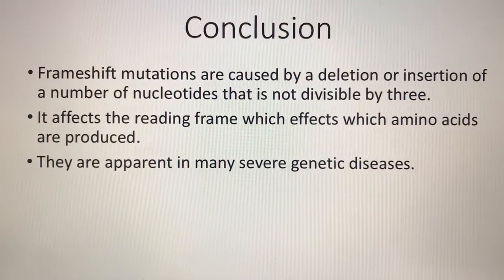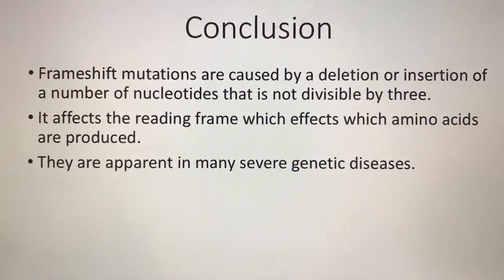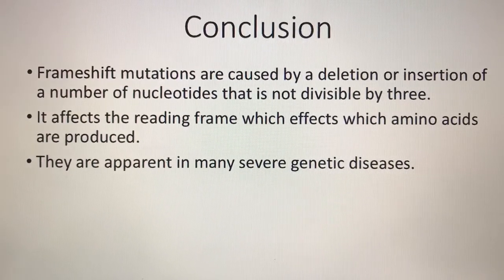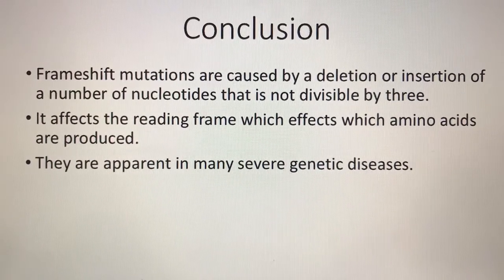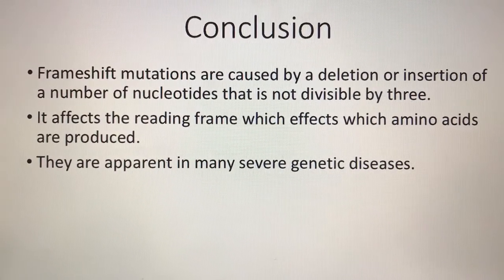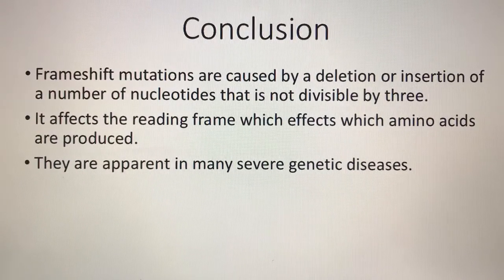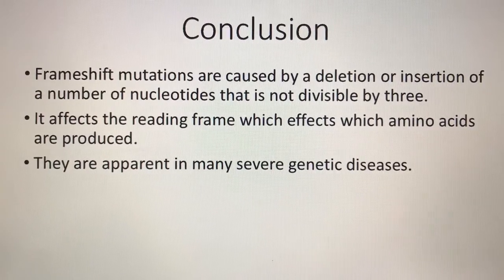In conclusion, frameshift mutations are caused by a deletion or insertion of a number of nucleotides that is not divisible by 3. It affects the reading frame, which affects which amino acids are produced. They are apparent in many severe genetic diseases like Tay-Sachs disease, which we mentioned previously.